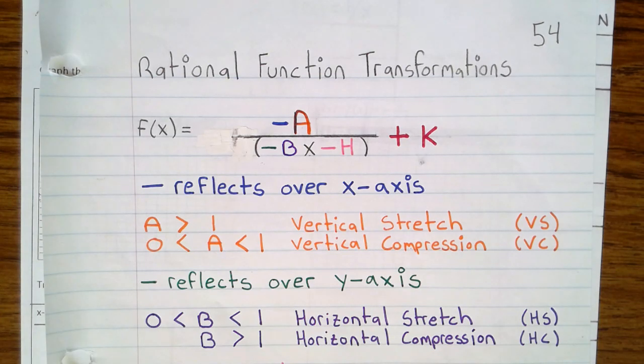Okay, Wildcats, today we're going to journal page 54, rational function transformations. F of x equals negative a divided by parentheses negative bx minus h, plus k. When the negative is in front of the a, it reflects over the x-axis.